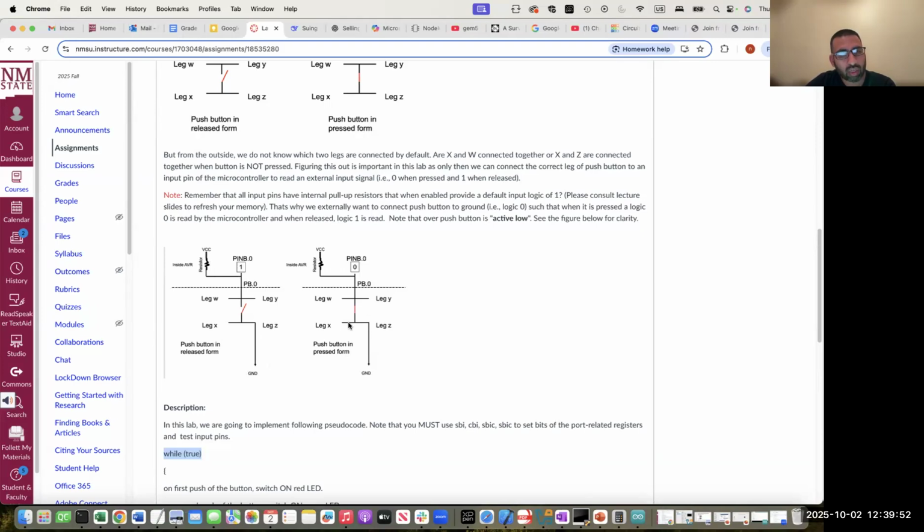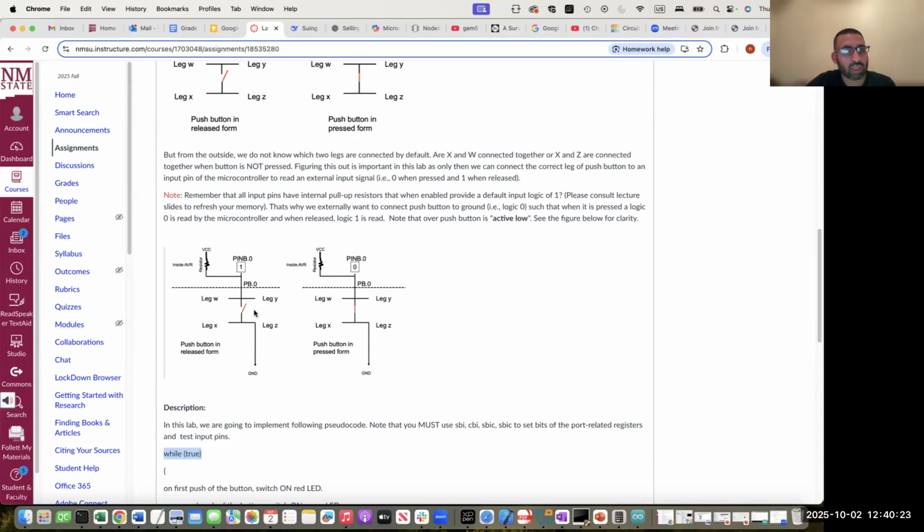However, on this figure on the right side, if we push the button, then since leg Z is connected with ground, that ground or logic low appears on the input. So always remember that low voltage level overrides the high voltage level. Although we have VCC coming here, it is connected with the ground. So in bit 0 of the PIN B, we have an input of 0, right?